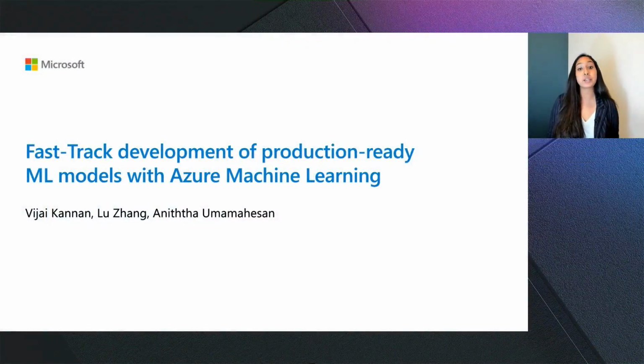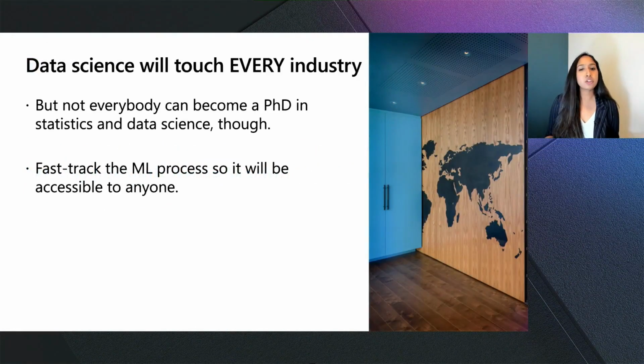Now, before we begin, I would like to give you a quick overview of what's on the agenda today. So, as we all know, machine learning is everywhere and in every industry. It can be as simple as figuring out the price of a car or trying to figure out how much food to keep on hand in a restaurant so that customers are satisfied and to make sure that we reduce waste. Now, the only issue here is not everybody can become a PhD in statistics and data science, and there has to be an easier way to fast track the ML process so it will be accessible to anyone. And that's exactly what we're going to be talking about today.